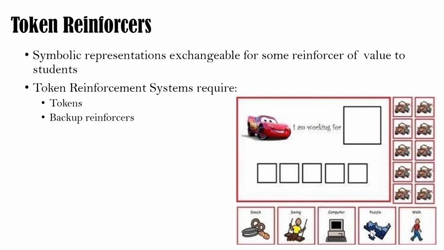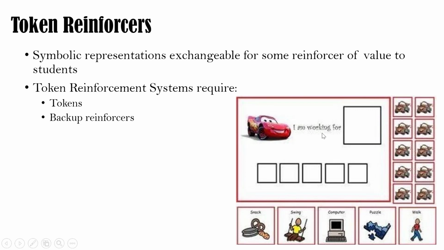And basically, you have a token system that requires tokens and then a backup reinforcer. The backup reinforcer is what the person actually values and what the person actually wants. The tokens get associated with the backup reinforcers. So the tokens themselves become conditioned reinforcers. And the child will earn a certain amount of tokens and will trade that amount in for the backup reinforcer.